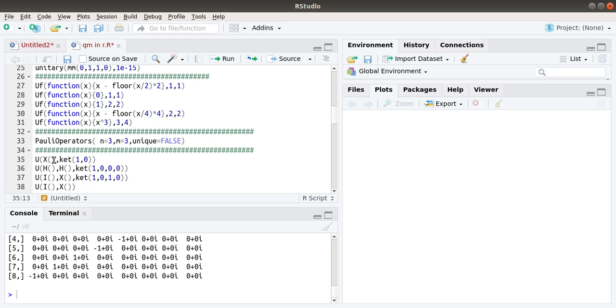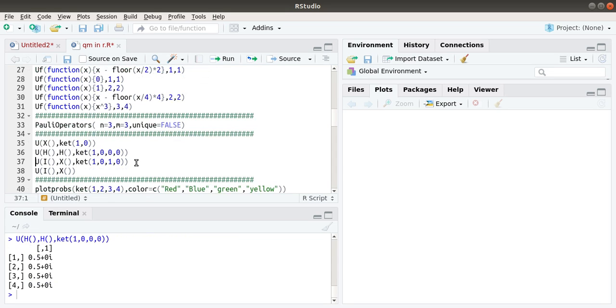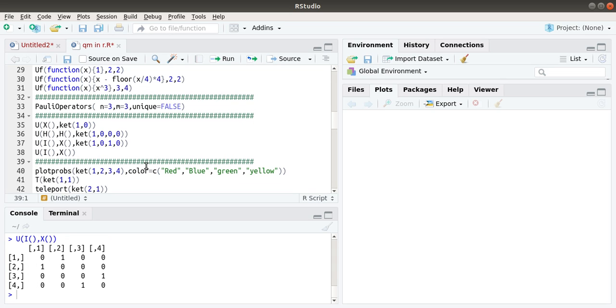So if you want to multiply a Pauli spin matrix with a get operator, this u of Pauli spin matrix x and get is shown. You will get the result. If you want to multiply 2 Hermitian as well as a get, the command is this. If an identity, a Pauli spin matrices and a get, you can multiply all these things inside the u bracket. Similarly, you can do all these things.